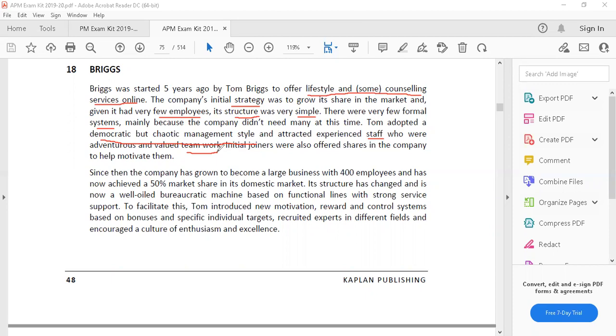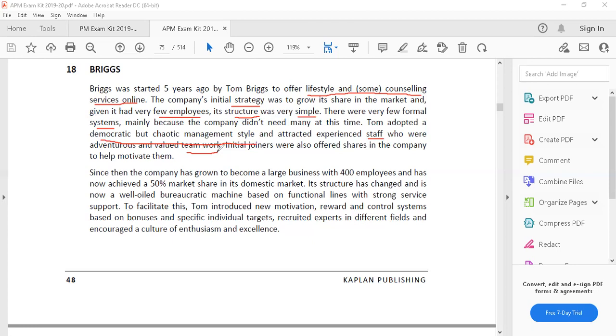The structure, initially it was a simple structure, but now the structure has changed. It is now a well-oiled bureaucratic machine based on functional lines with strong service support. Initially it was a simple, centralized organization. Now it has moved into functional lines with strong support. Things are not very simple there. It has changed into a bureaucratic organization. Rules and regulations are in place, and they have to follow all of them very strictly.